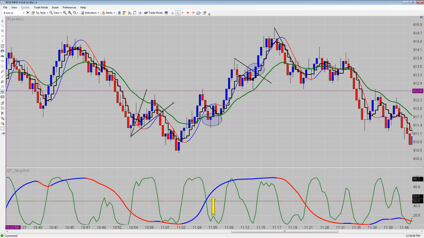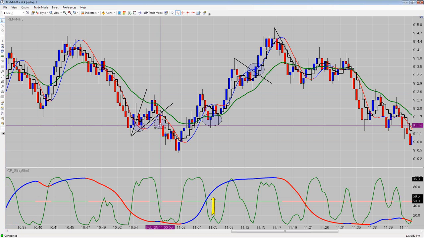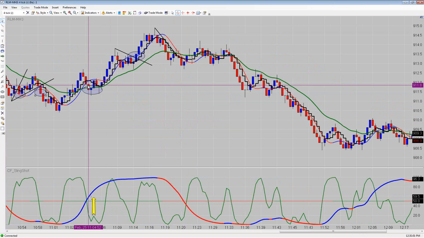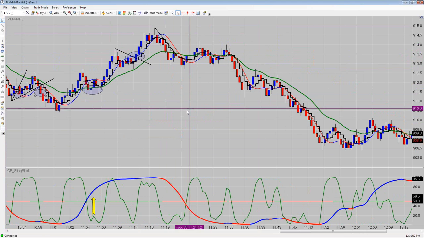Let me just highlight that area right there. That down close was the initial spot. If you had an 8 tick stop on, it would have stopped you out. And then you could have taken this down close right here and gotten it right back. There was an opportunity there and there this morning.